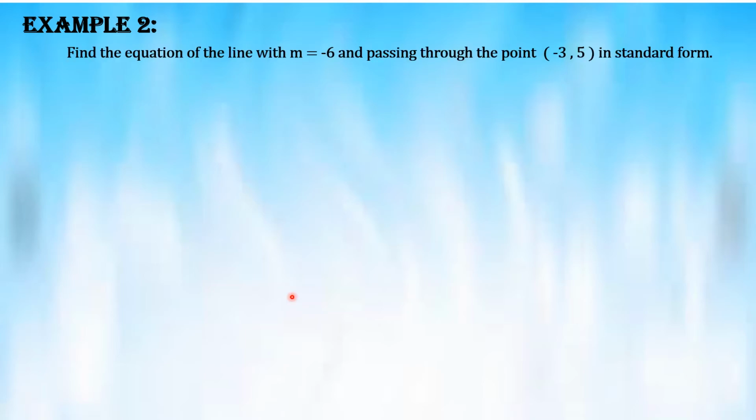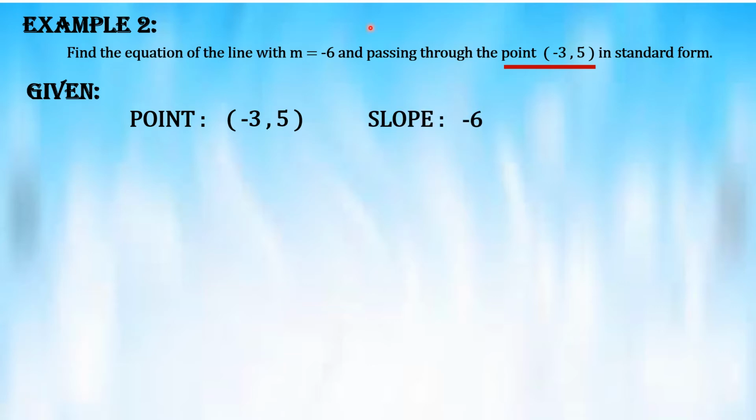Okay, so let's have example number 2. Find the equation of the line with m equal to negative 6 and passing through the point negative 3 and 5 in standard form. So the first step is our given. Our point is negative 3 and positive 5. Our slope is equal to negative 6. Next, we label. The x sub 1 is negative 3, y sub 1 is positive 5, and your m is negative 6.